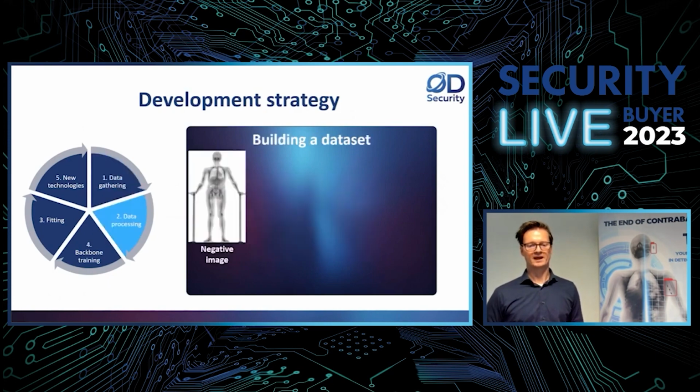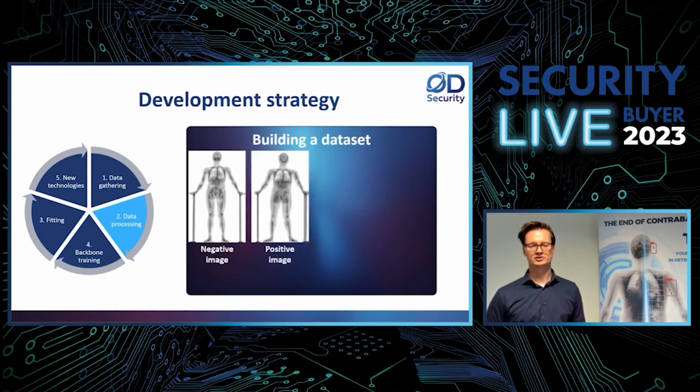Now, the data set needs to be split into certain categories to be able to work with it. And we make a rough classification based on images that are what we call truly negative. Like the image you see over here, this is a person being scanned that has no signs of contraband or other objects within the human body.